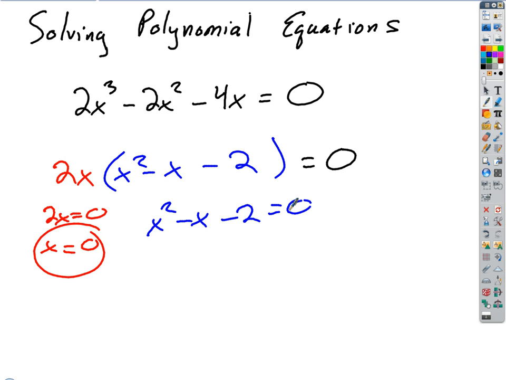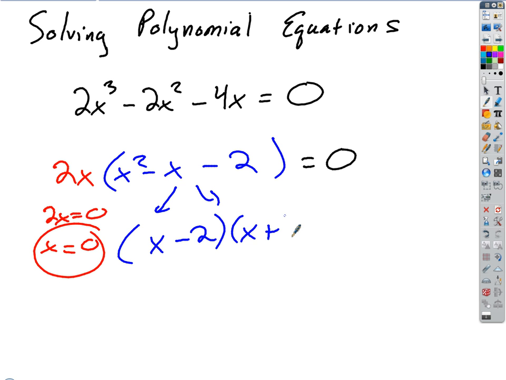Okay, does it factor? Are there magic numbers that multiply to what? What do they have to multiply to? -2 and add to -1. Do those numbers exist? -2 and +1. Yeah, so that's even easier, right? We could just break this apart into x minus 2 and x plus 1. And then I probably shouldn't have done this yet.